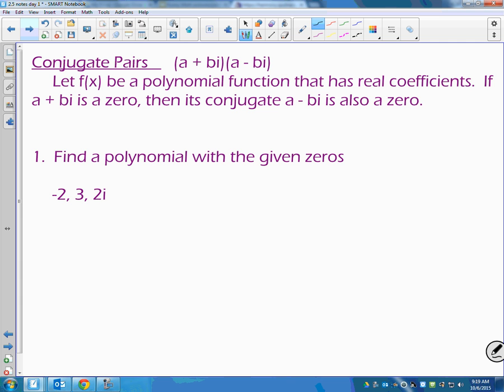So look at number 1 here. It looks very familiar. The last question on chapter 2 tests, I said find a polynomial with the given zeros. The difference is now I can give you an imaginary number as well. So find a polynomial with the given zeros, -2, 3, and 2i. You have to know this about conjugates, about complex numbers, or you're going to get this wrong. If 2i is a zero, what else has to be a zero?